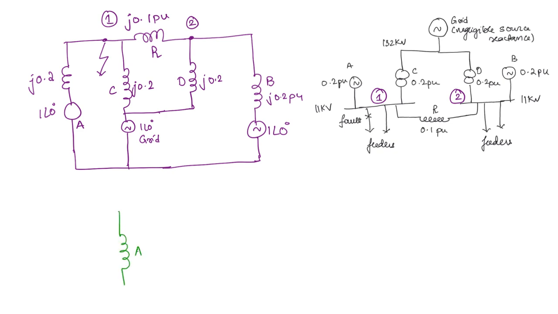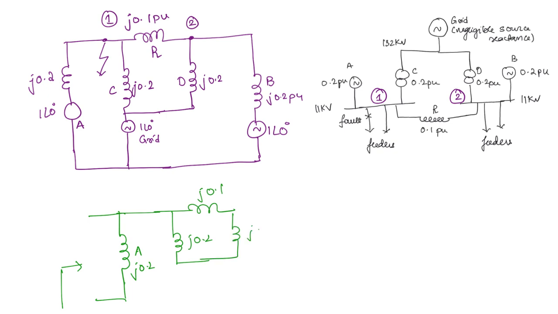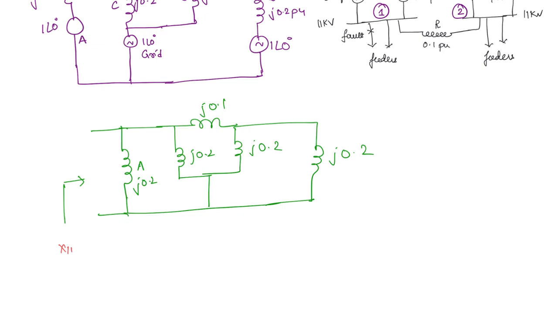This is a, j0.2, and from here we are looking in, right? And here we have j0.1. This is one reactance, this is another reactance, and these are both connected to the ground, right? And here lastly we have j0.2. Okay. So here we can finally write the Thevenin's reactance.